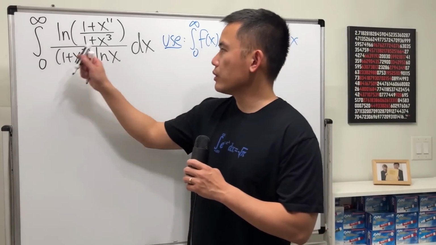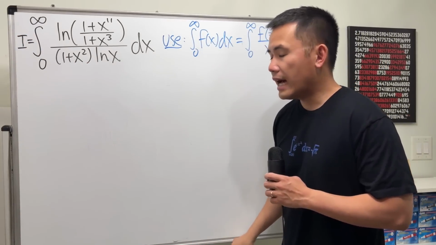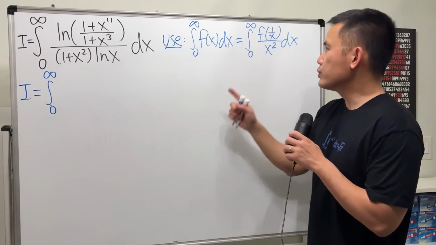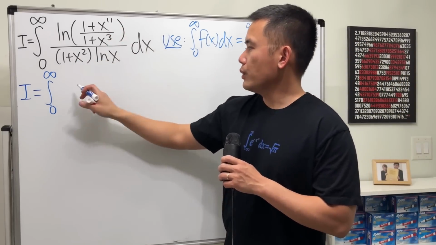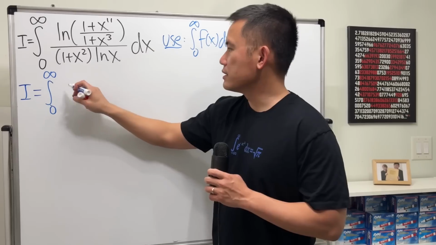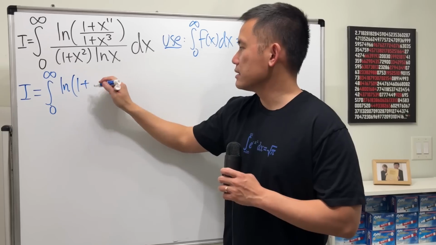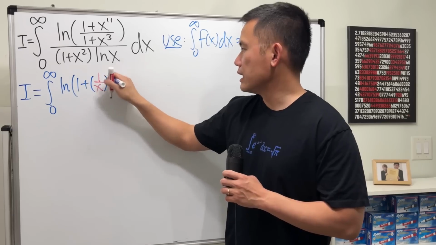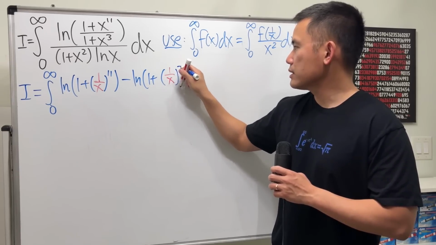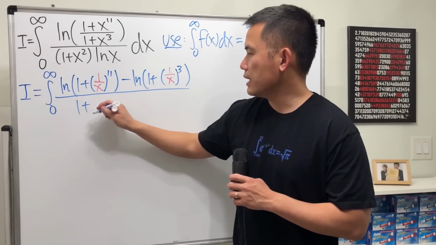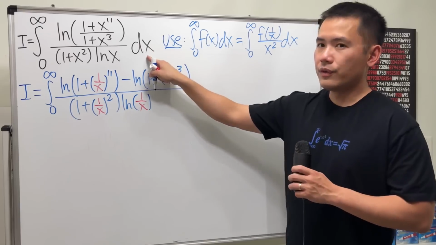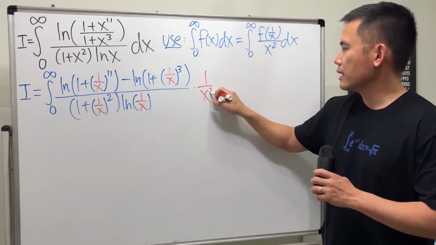And to start, I'm going to first call this integral I, and then I'm going to write I in blue and use this property here. So have a look. I will be the same as the integral going from 0 to infinity, and we will just have to plug in 1 over x into all the x's here. Well, we have a quotient inside of the ln, so we can split that, right? So this is the same as ln of 1 plus 1 over x, raised to the 11th power, minus ln of 1 plus, same thing, 1 over x to the third power, all over 1 plus 1 over x, squared, and then ln of 1 over x. And then don't forget we still have the 1 over x squared part, and then the dx.